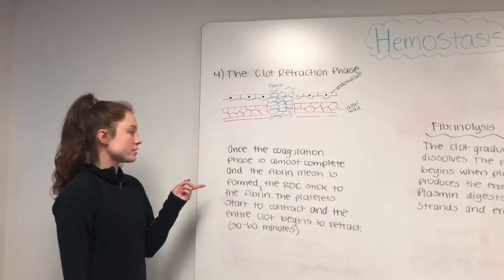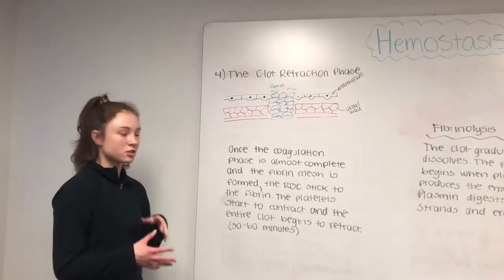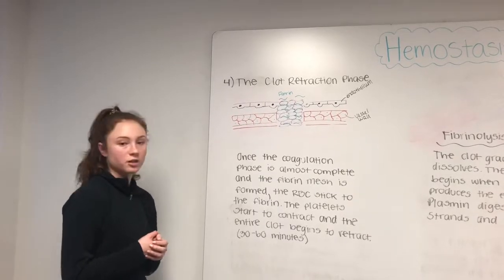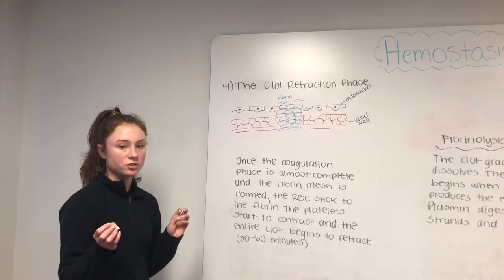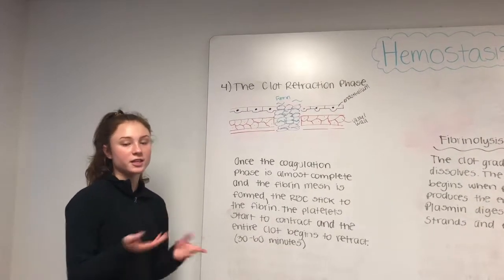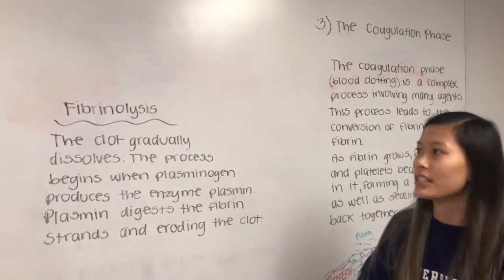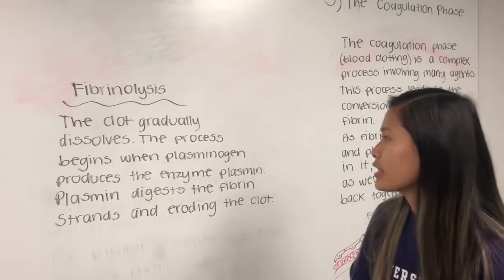So the last phase is the clot retraction phase. Once the third phase is complete and the fibrin mesh is formed, the red blood cells stick to the fibrin. The platelets start to retract and eventually it falls off of your skin like a scab. And you're good. And next, fibrinolysis occurs, in which the clot gradually dissolves.